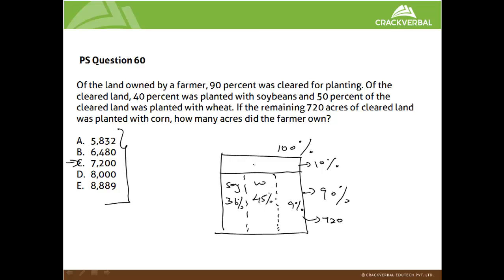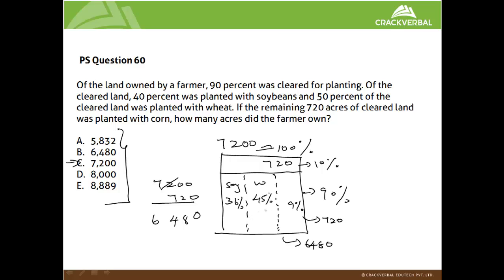Now, if we assume total 100% as 7,200, I'm assuming the answer choice C as 7,200 total acres. In that case, 90% of 7,200, right? This 720 would be the 10%. So if you remove 720 from the 7,200, you will have 0 here, an 8 here, a 4 here, and a 6. 6480 as the total 90% planting land.